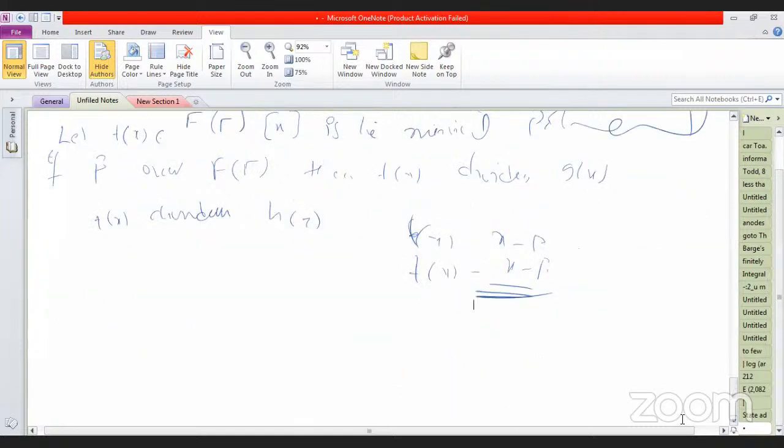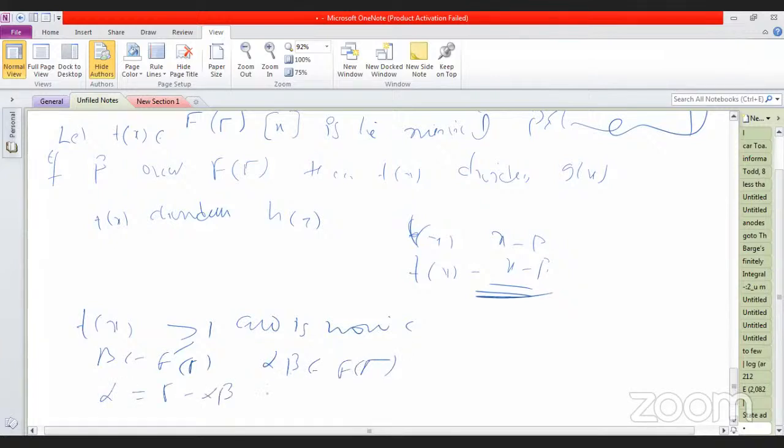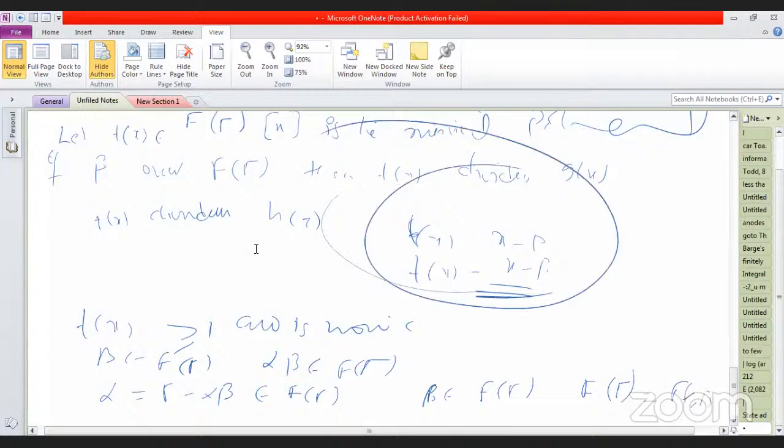Therefore, there is a contradiction. The T(x) has degree greater than 1, and it is monic. Then beta belongs to F(gamma), and alpha beta belongs to F(gamma). So alpha is equal to gamma minus alpha beta, in F(gamma). So we can take beta also belonging to F(gamma). Already the two conditions we have proved: F(gamma) is equal to F(alpha, beta). From these above conditions, or not? Yes, sir.